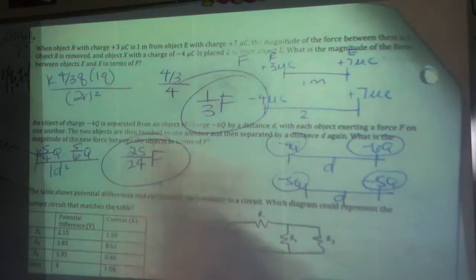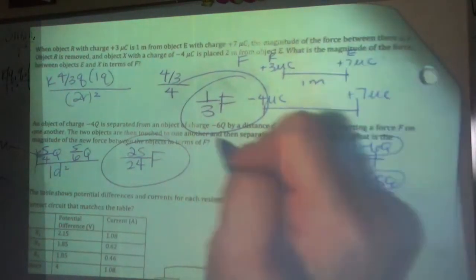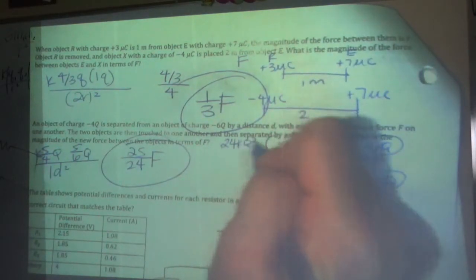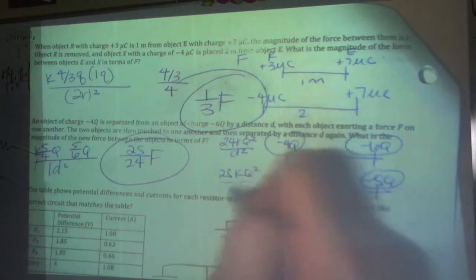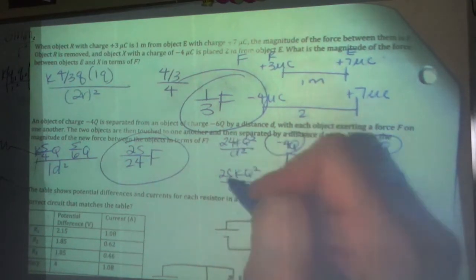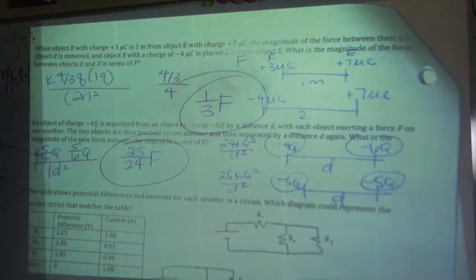So a tiny bit greater. Or you could have said, okay, this is 4 times 6, which is 24 kq squared over d squared. This is 5 times 5, which is 25 kq squared over d squared. Well, if it was 24 and now it's 25, it's 25 over 24 times the old force. Either way it works.